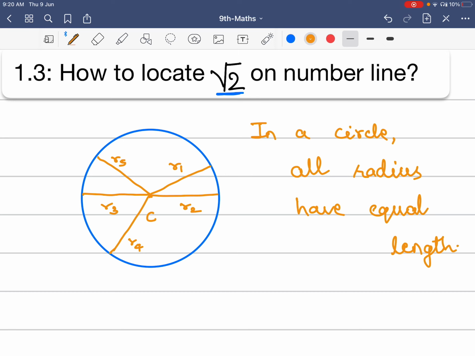Therefore here R1 is equal to R2 is equal to R3 is equal to R4, and that is equal to R5. From the center you draw any line to the surface of the circle, their length is going to be the same. So this is an important property of any circle. Now this property we are going to use to locate root 2 on the number line.